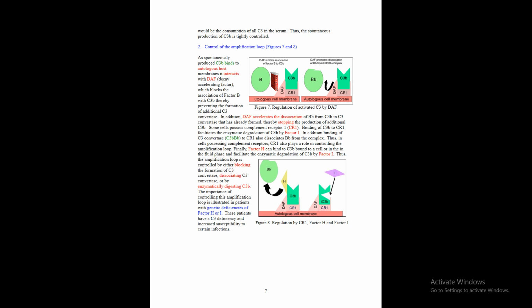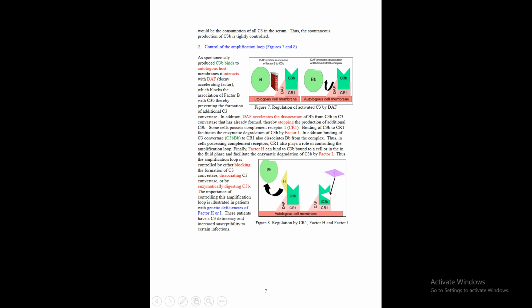Some cells possess a complement receptor. Binding of C3b to complement receptor 1 facilitates enzymatic degradation of C3b by factor I. In addition, binding of C3 convertase to CR1 also dissociates Bb from the complex. Thus, cells possessing complement receptor 1 also play a role in controlling the amplification loop. Finally, factor H combines with C3b bound to cells or in the fluid phase and facilitates the enzymatic degradation of the C3b by factor I. Thus, the amplification loop is controlled either by blocking the formation of C3 convertase or by dissociating C3 convertase and enzymatic digestion of C3b.